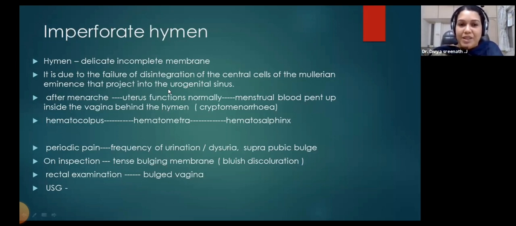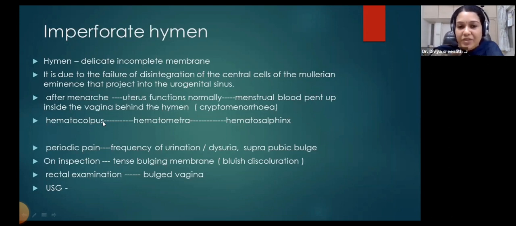So as the girl starts menstruating, she may not have a visible manifestation of menstruation. Due to this imperforate hymen, the cyclic menstrual blood collects. If it collects in the vagina, it is known as hematocolpos, and after the vagina gets filled, the uterus becomes collected, then it becomes hematometra, and after that, if the fallopian tube gets collected, it is known as hematosalpinx.